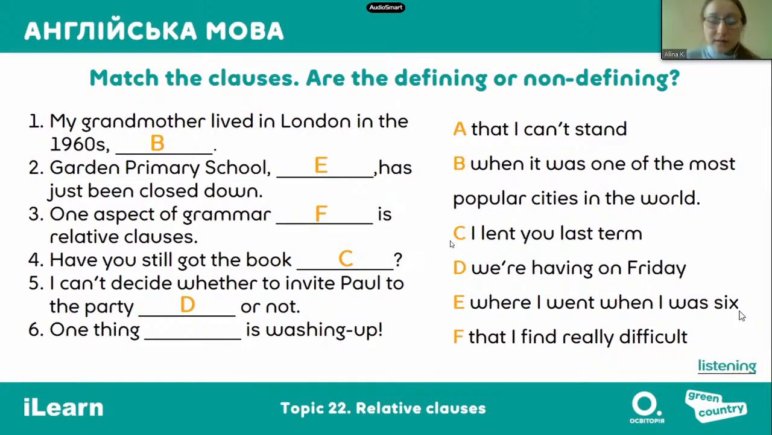Okay, and number 6, one thing gap is washing up. That I can't stand is washing up. Okay, and can we put which in this example or not? Can we use which instead of that in this example? Yes, we can, but we cannot put commas anyway, да? Але в ніякому випадку все одно, навіть якщо ми поставимо which, кома ми не можемо додати, because that is a defining clause.